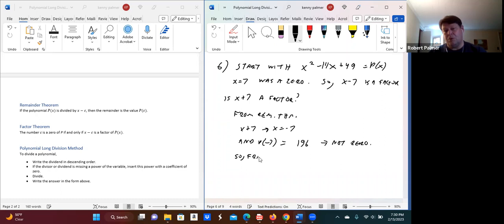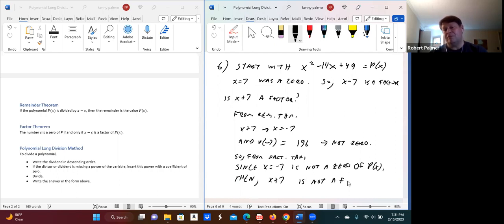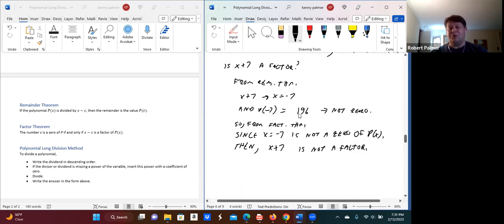So from our factor theorem, since x equals -7 is not a 0, and here we make sure it's clear, if this had resulted in 0, then -7 would have been a 0 of the function. So it's not a 0 of p of x. Then what we can say from our factor theorem is that x plus 7 is not a factor. If we go through the division process, we get this remainder here.